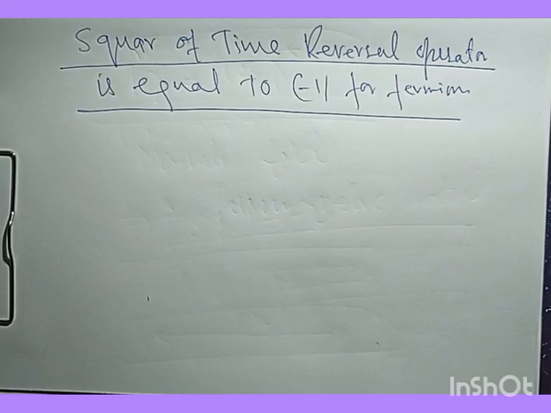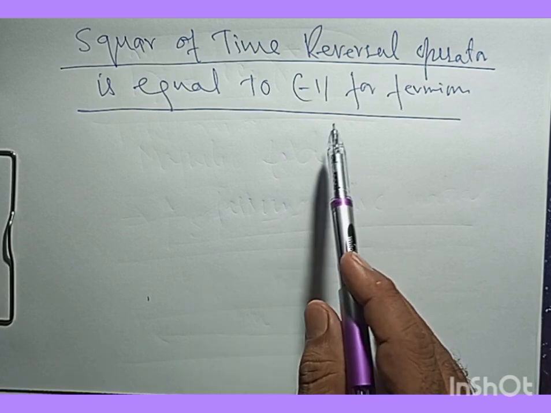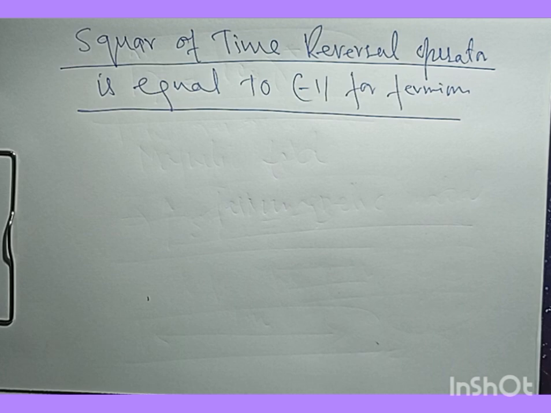Hello dear students, in this video we will be deriving basically that the square of the time reversal operator is equal to minus 1 for fermions. And once we prove this, then in the next video when I'll be discussing time reversal in the domain of quantum mechanics, I will directly be using this formalism that the square of the time reversal operator is equal to minus 1.